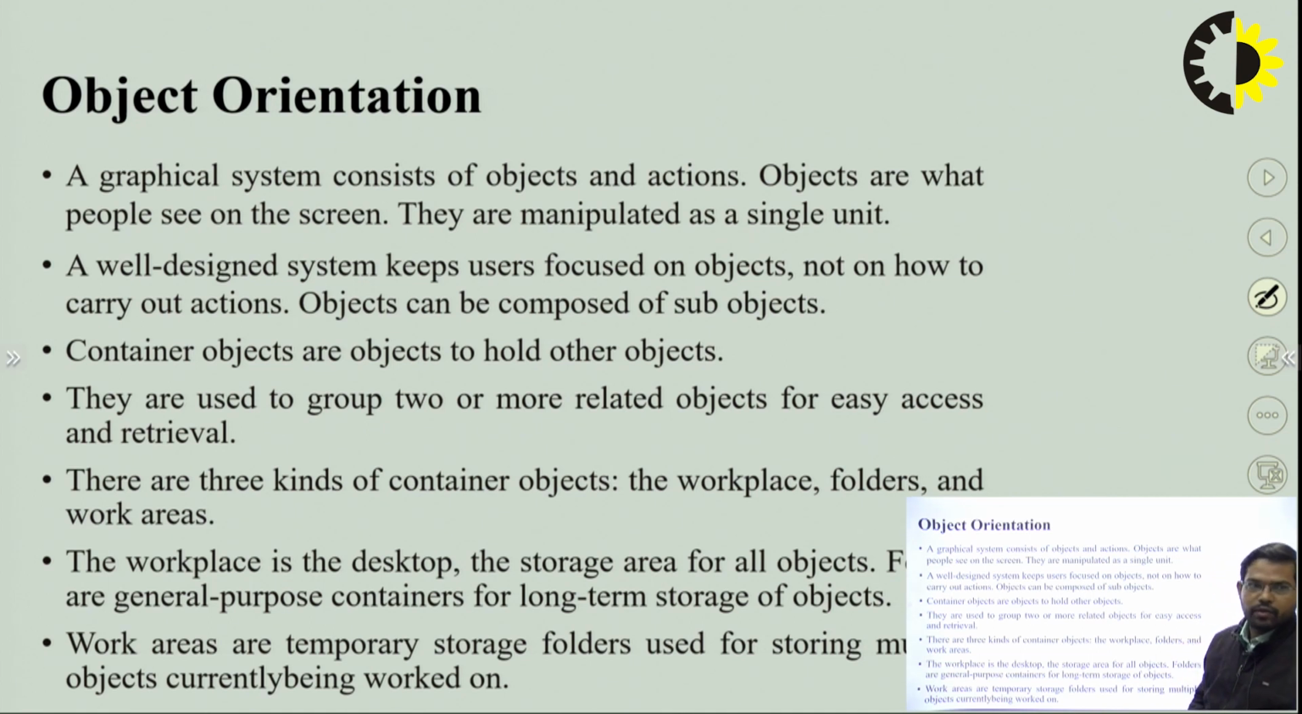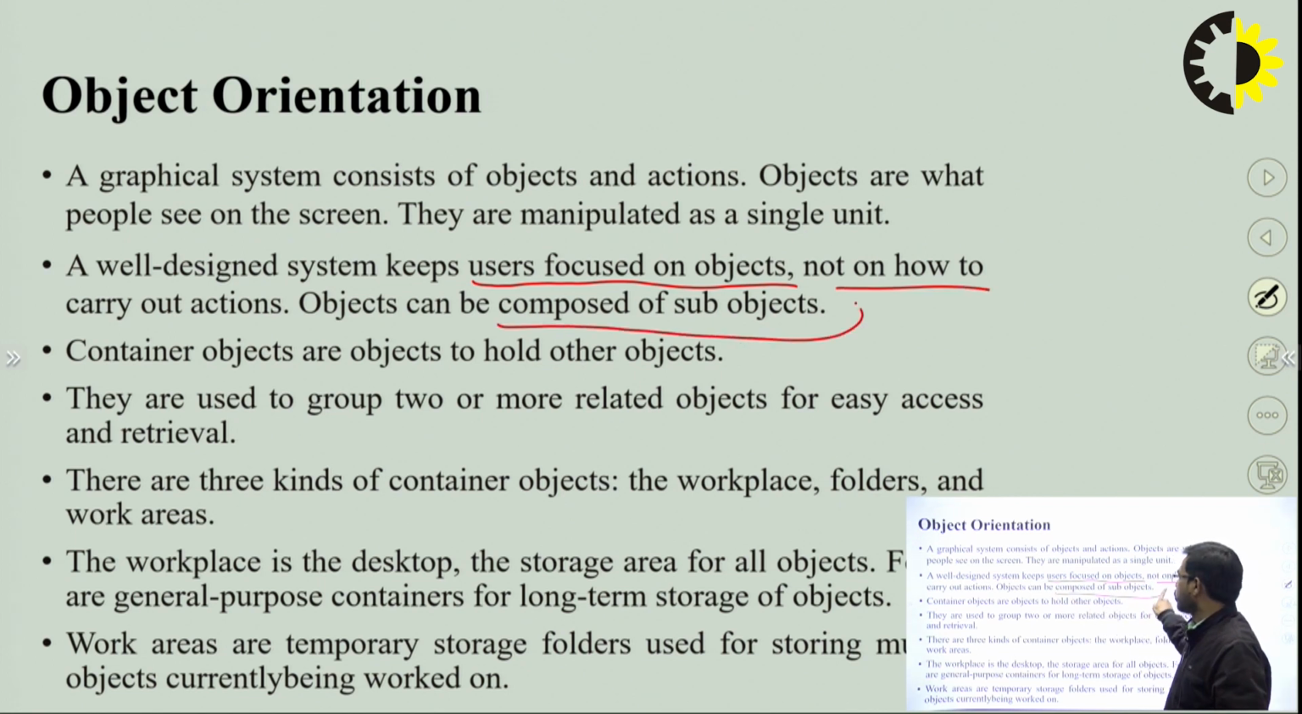Object orientation: different types of objects are there. We have a graphical system consisting of objects and actions. Objects, just like folders, tools, or icons, are what people see on the screen. They are manipulated as a single unit. A well-designed system keeps the user focused on the object, not on how to carry out an action. An object can be composed of sub-objects: one object including another object, then including another object. Container objects are objects that hold other objects. Container means more objects are there. They are used to group two or more related objects for easy access and retrieval.